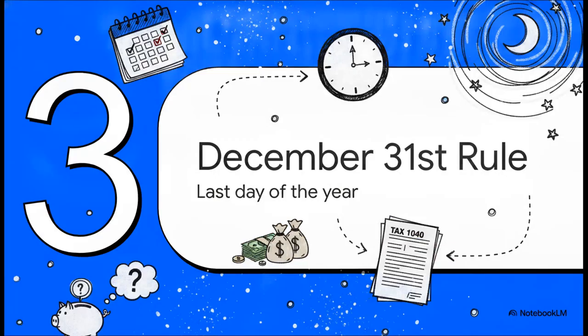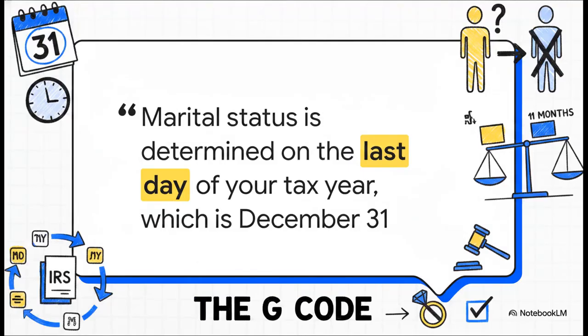Which brings us to Section 3, the December 31st rule, your legal status on the very last day of the year. And this brilliantly illustrates the weird reality of the tax code. Filing status is determined by the client's legal marital status on the absolute last day of the year, December 31st.